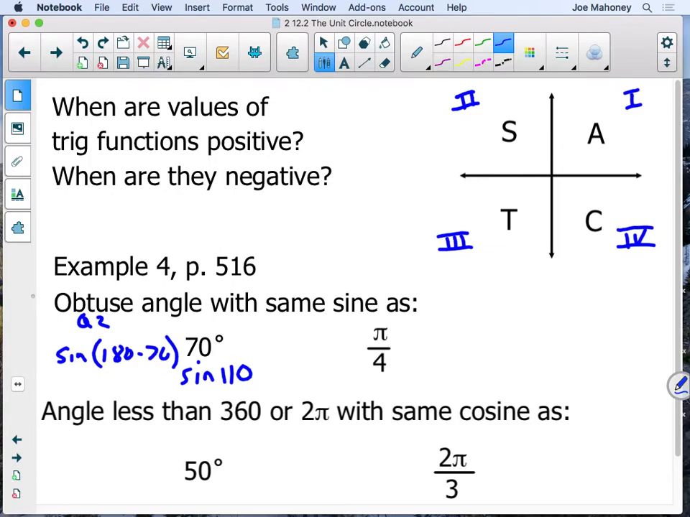Oh no, radian measure, what? Well, let's think about it. We're going to do it the same way.